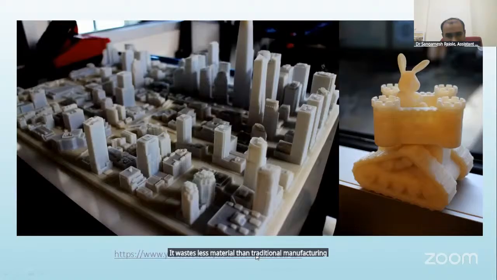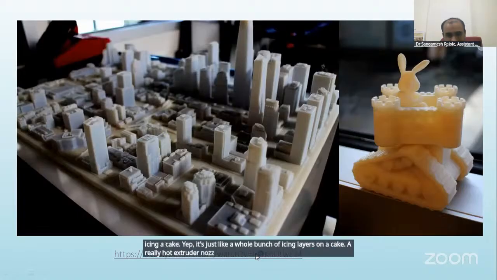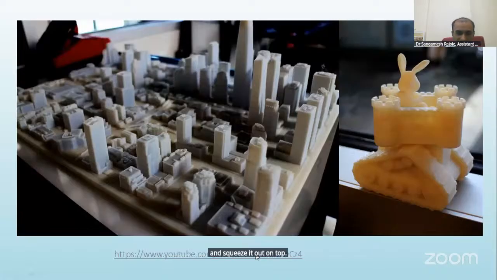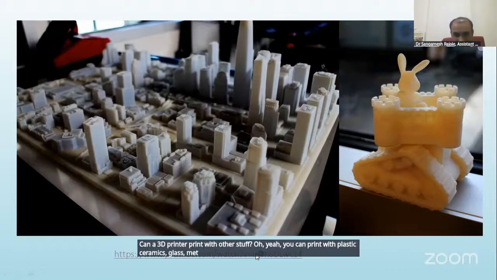It looks like it's icing a cake. Yep, it's just like a whole bunch of icing layers on a cake. A really hot extruder nozzle squeezes out liquid plastic layer by layer, right up to where the computer program tells it to. Once the layer is done, the extruder raises up just enough for the next layer to get squeezed out on top. Can a 3D printer print with other stuff? Oh yeah, you can print with plastic, ceramics, glass, metal. Some scientists have even found a way to print with biological tissue. Wow, kind of like how I printed you. What? Nothing.